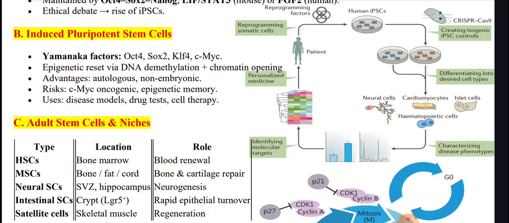They become invaluable tools for disease modeling. You can take skin cells from a patient with a genetic disease, make iPSCs, and then differentiate those into the affected cell type, like neurons for Parkinson's, to study the disease in a dish. Also used for drug screening. Okay, sounds amazing. Are there any downsides or risks?